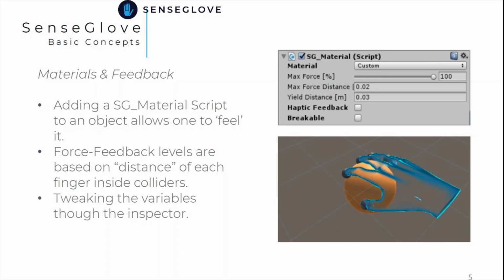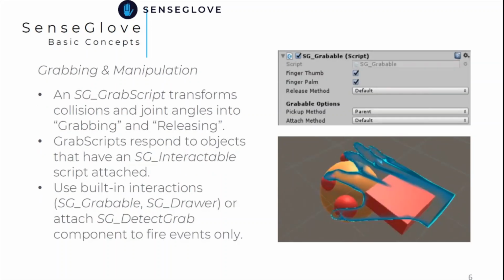Now the same goes for grabbing and manipulating objects. If you can feel something, you might also want to pick it up. In that case, we have our SenseGlove interactable scripts. We have SenseGlove grab scripts, which are the ones that transform the position and joint angles of your hand into grabbing and releasing of objects. They respond to any script that has, for example, a grabbable attached to it.